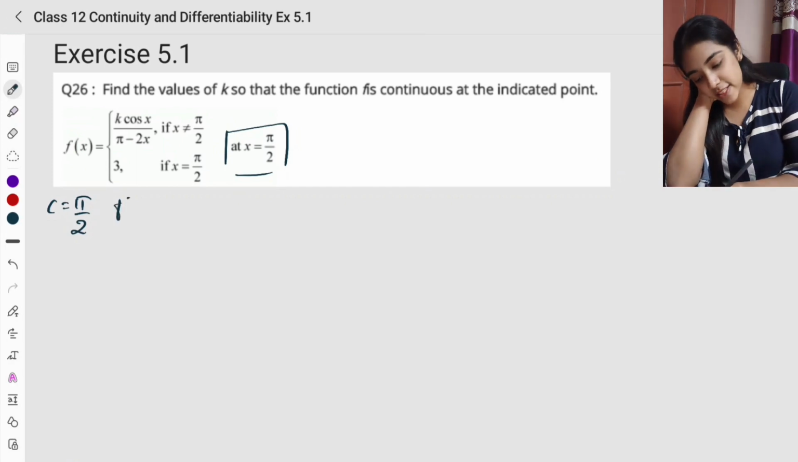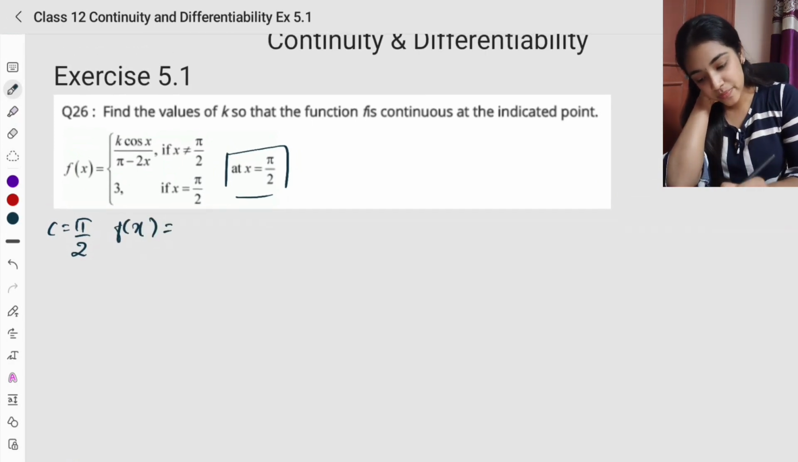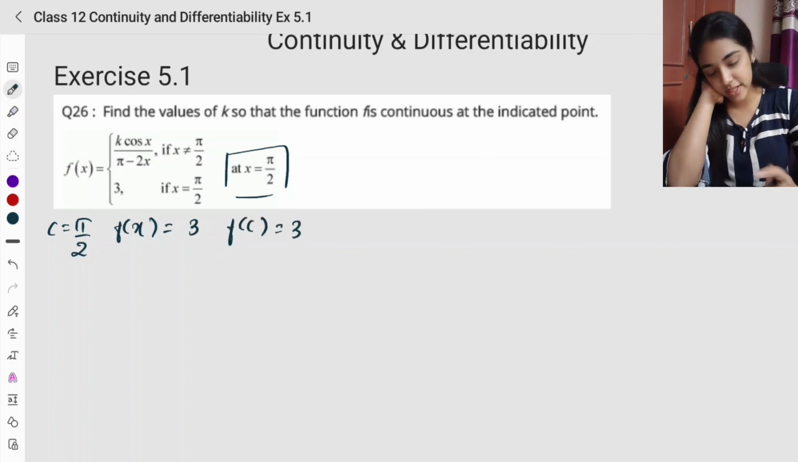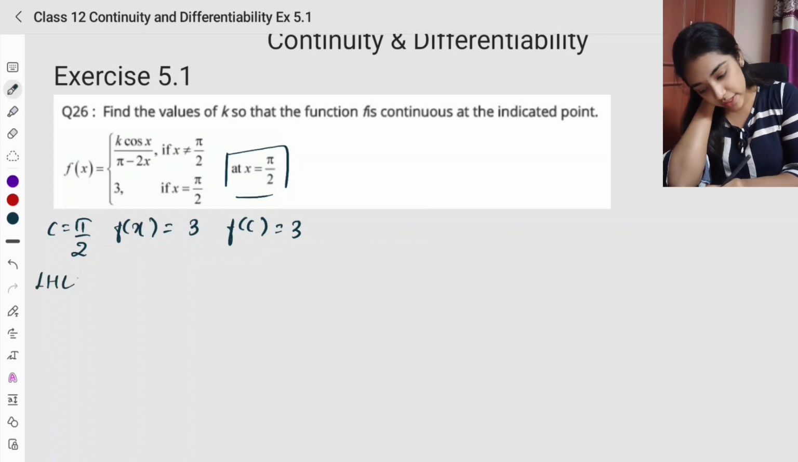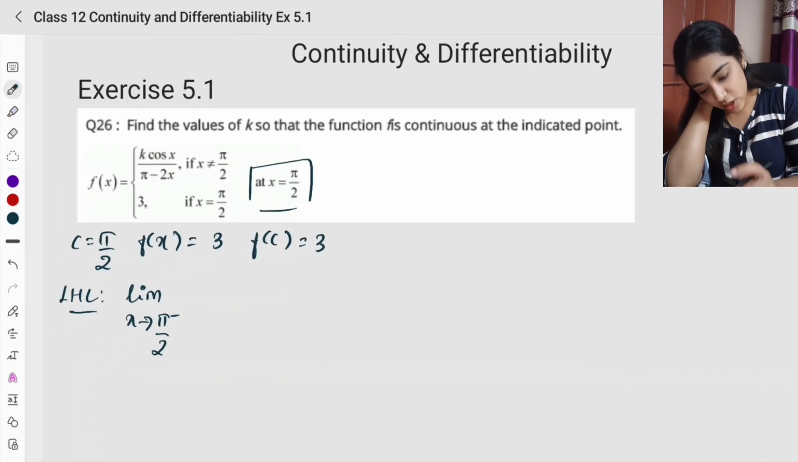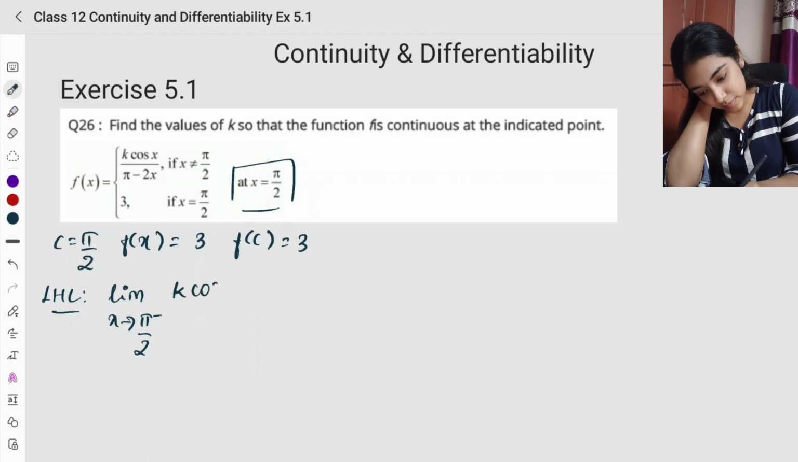So what is my f of x? F of x at pi by 2 is 3. So f of c is also going to be 3. So f of c is found, f of x is found. Now the limit. So left hand limit is going to be limit x tends to pi by 2 minus of k cos x divided by pi minus 2x.